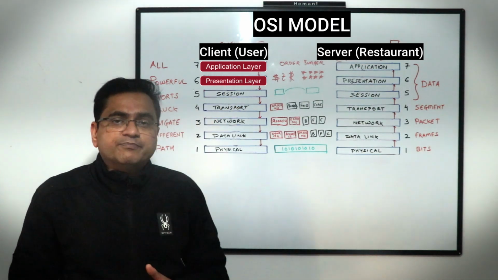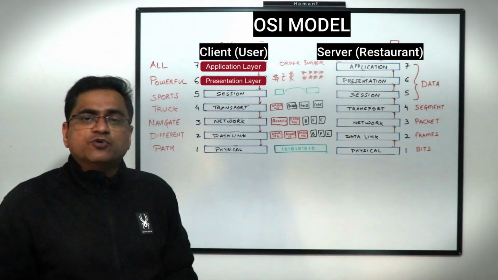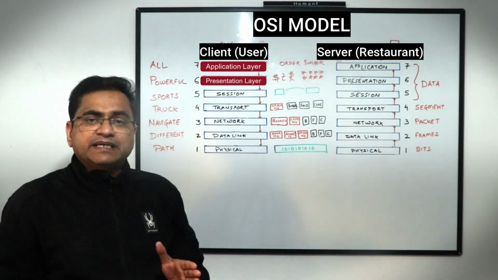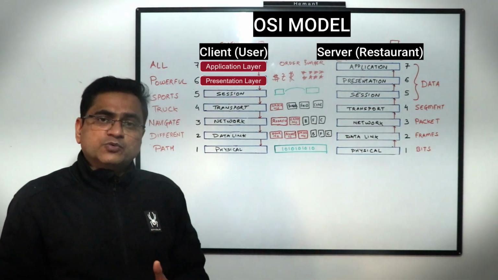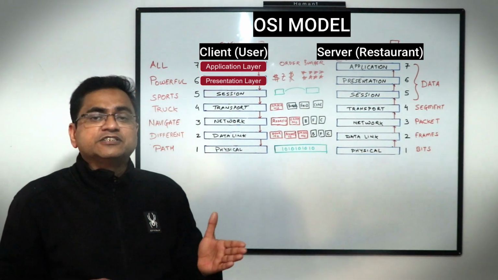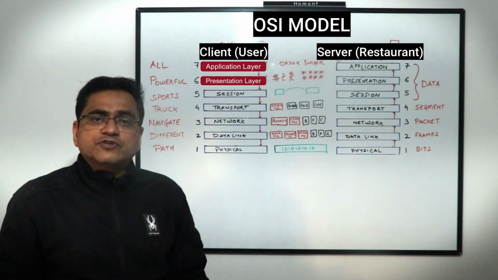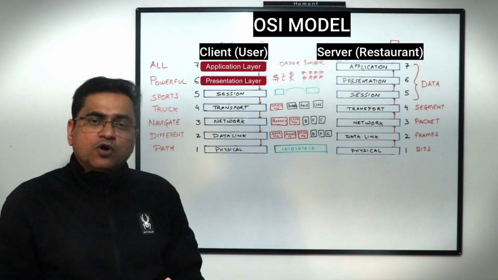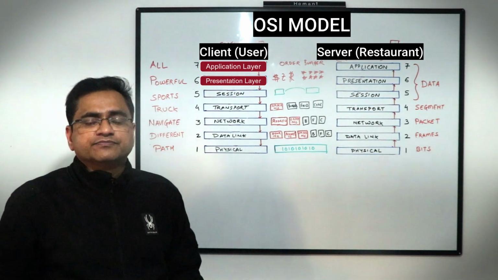So now before the burger request leaves your phone, it needs to be formatted correctly. Your phone might convert the price to dollars, pounds or rupees, ensure text is in English, Spanish, German, Hindi or the language you speak, and encrypt your login and payment details for security.